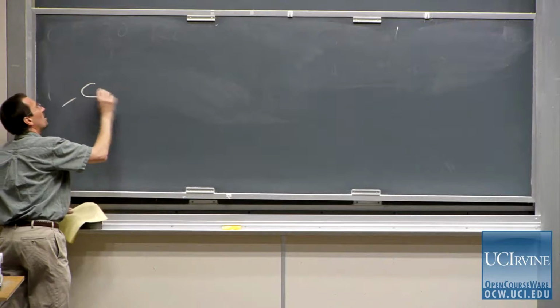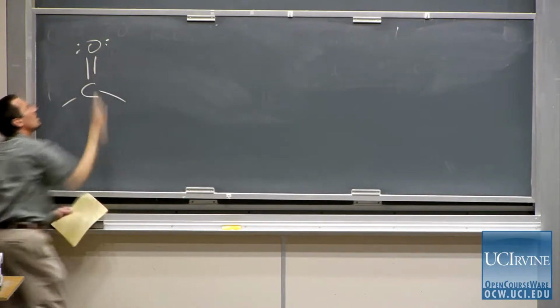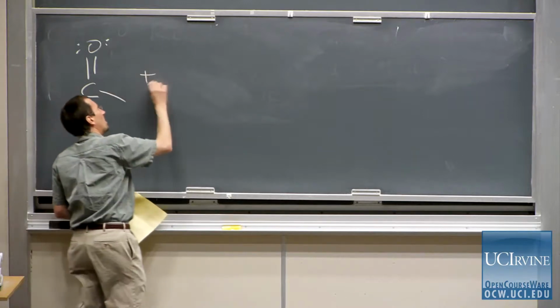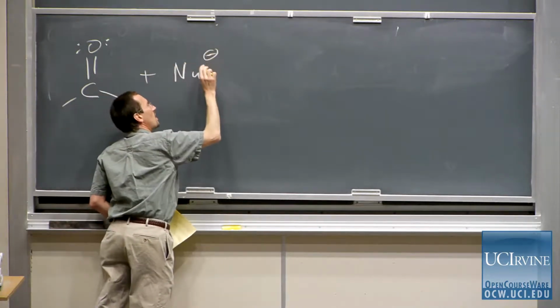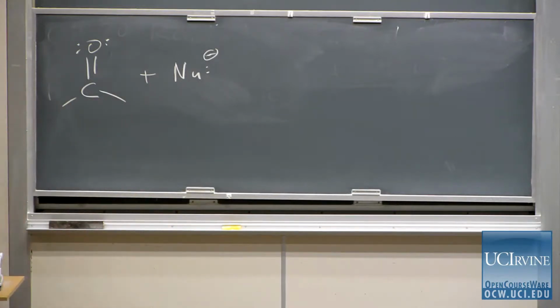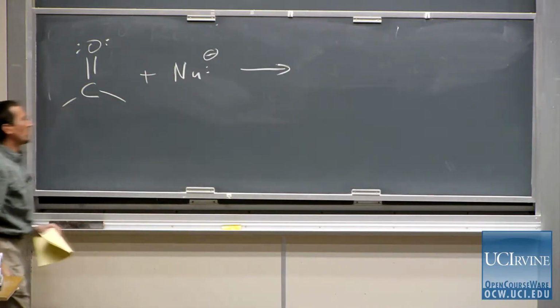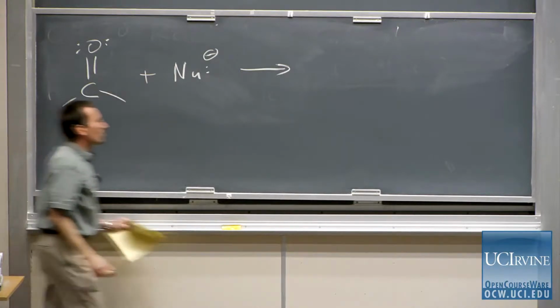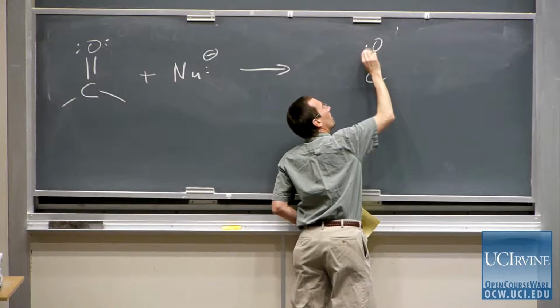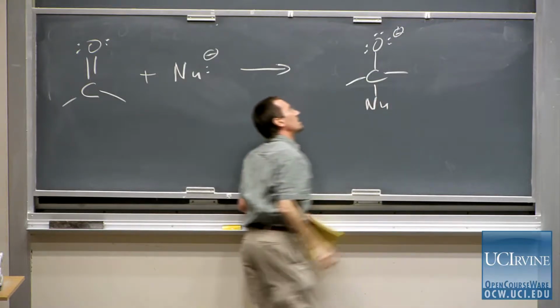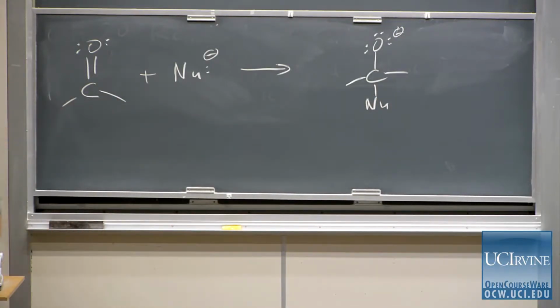So if you have a carbonyl group, and again, I'll draw it just as some generic carbonyl group, not meant to represent acetone, meant to represent any particular group, and it encounters some nucleophile. Again, for now, we'll just represent that nucleophile in the abstract. They can react with each other, and so I'll use a reaction arrow to show that we're going from reactants to product. The product of this reaction now can be represented like so, where our nucleophile has formed a bond to the carbon.